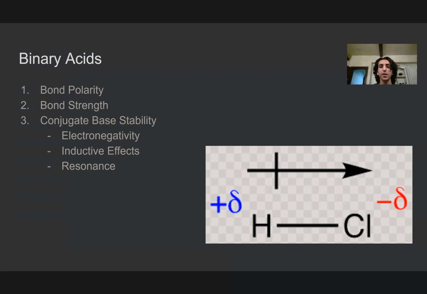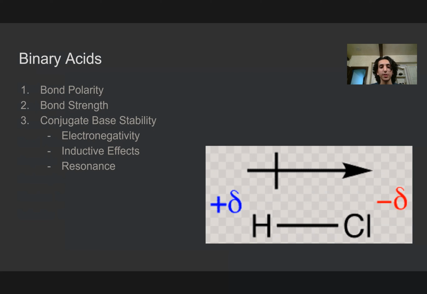So electronegativity makes a lot of sense, first of all, because as you're increasing electronegativity, you're withdrawing electrons and the negative charge away from other bonds. And as you're doing this, you're delocalizing the negative charge. And when you're delocalizing a negative charge, you're spreading out the negative charge throughout the entire molecule. And this has a stabilizing effect upon the conjugate base.